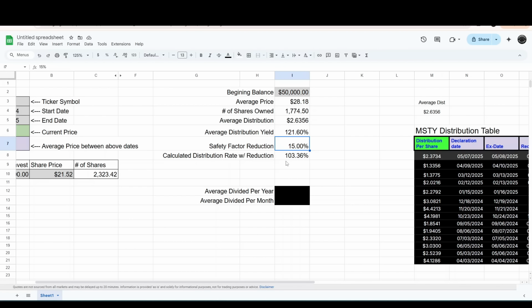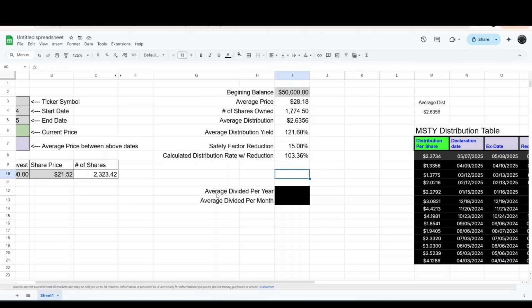And that's just to add a little bit of safety in there, as the distribution is not constant. It is forever moving. I would rather show a lower yield than a higher yield, because if we beat that yield, then that's great. Now granted, this is an average, so it could be higher or lower than that. So we will use that 103 in the calculation versus the overall average distribution yield of 121.